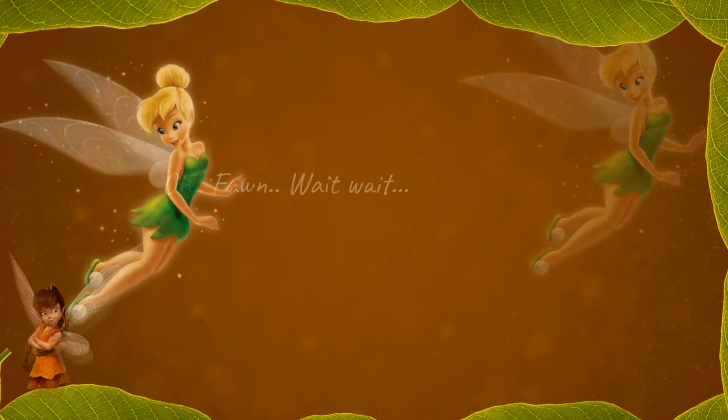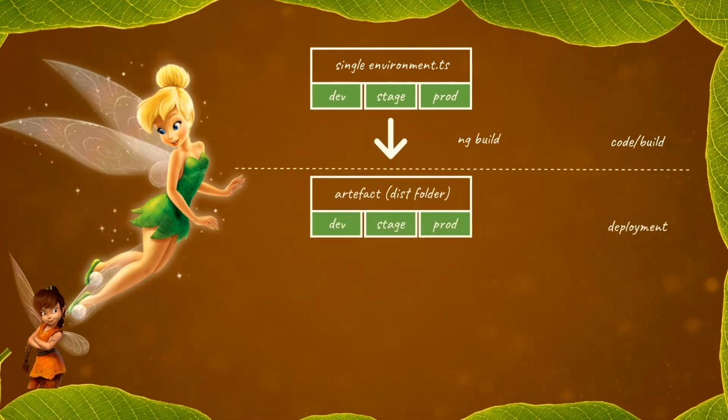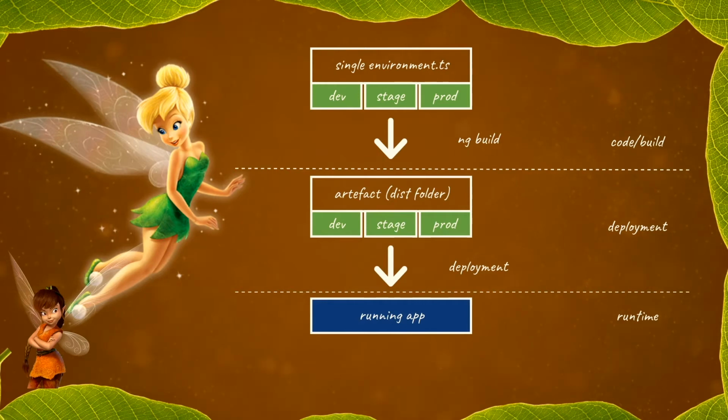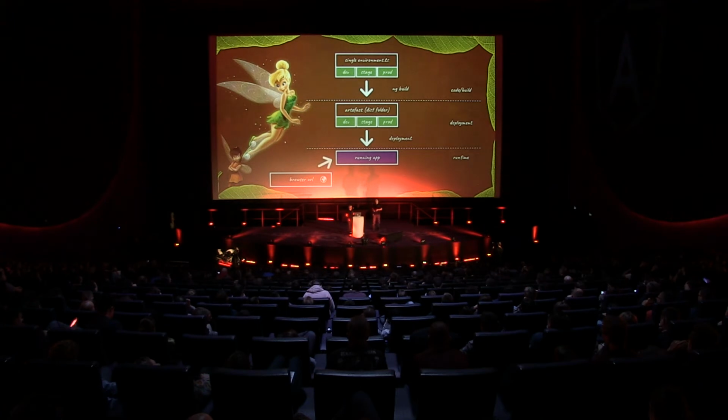Wait. Let's sum it up. So you want to have a single environment file with all those configurations, for example, for dev, stage, and production, build it, and then you have your bundle with dev, stage, and production, and you deploy it. Then in your running app, you decide which environment configuration you need by the browser URL. For example, you have stage.example.com, then you just take the stage config from the bundle.